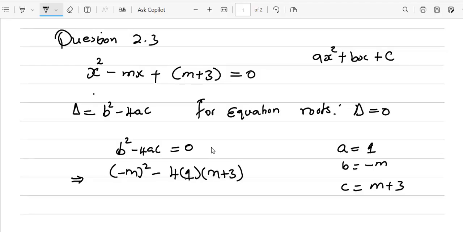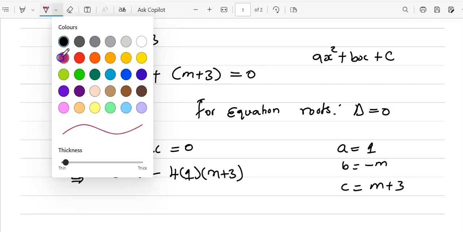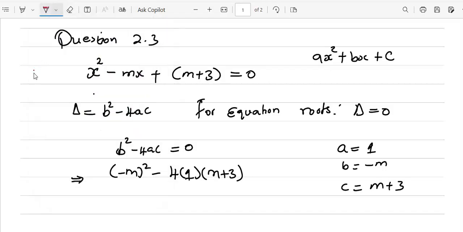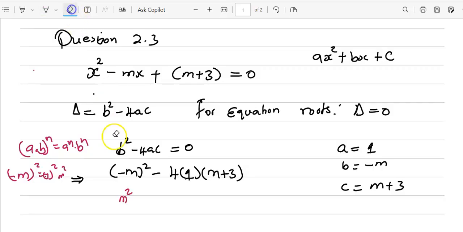Now remember again, we need to use the laws of exponents. Remember we talked about two terms that are raised to a power, where we said (ab) to the power n is equal to a to the n times b to the n. This applies because we're going to have minus 1 squared. So minus m squared is the same as minus 1 squared times m squared. So this will give us positive m squared. It's very important to know that.